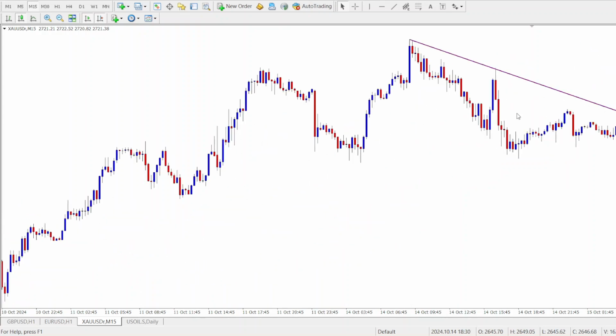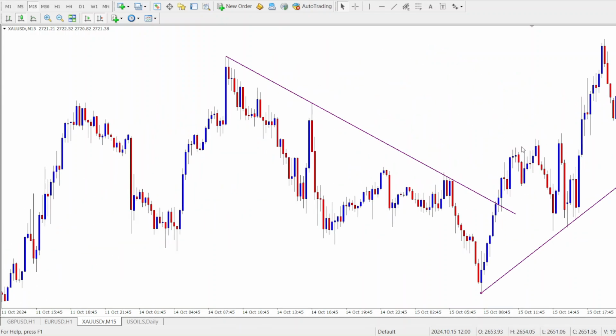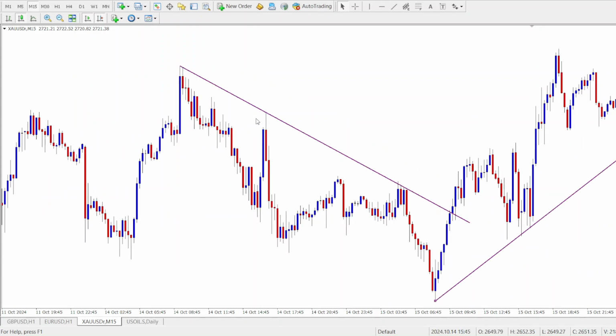Now, in terms of continuation, trend lines act as dynamic support and resistance zones. So when you have price bouncing off the trend lines, it can signal potential continuation in the direction of the trend.